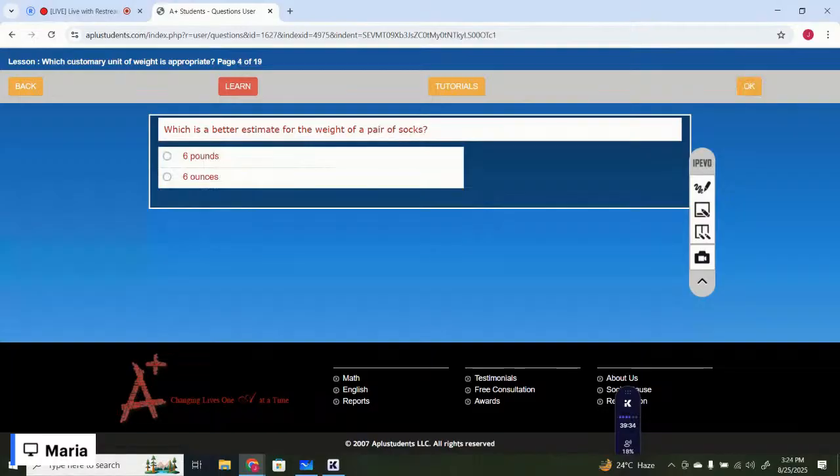Which is a better estimate for the weight of a pair of socks? It would be 6 ounces. Option number two is the correct option.